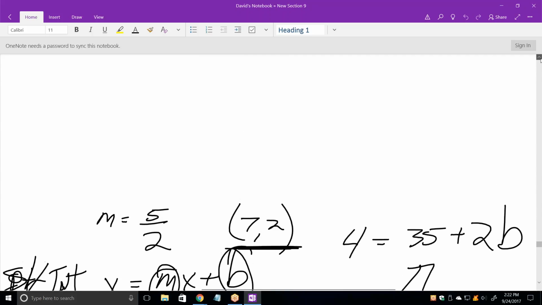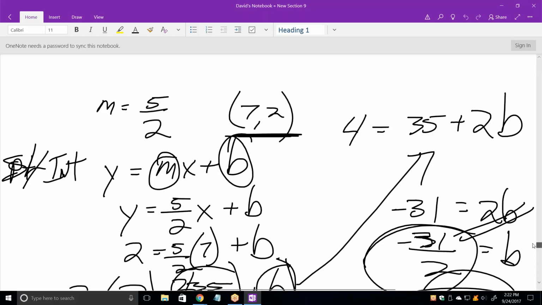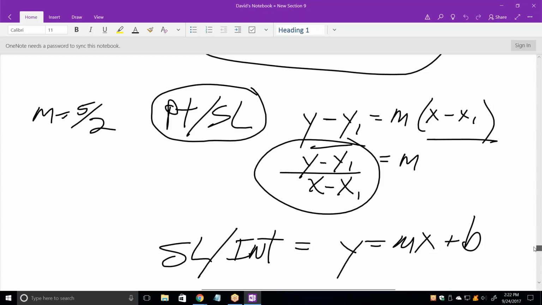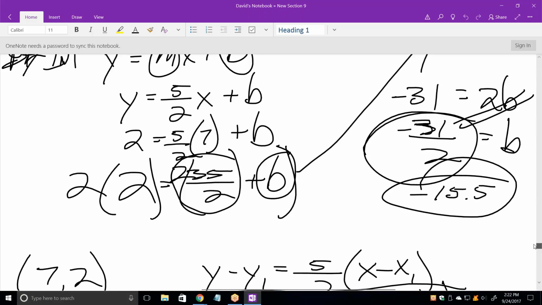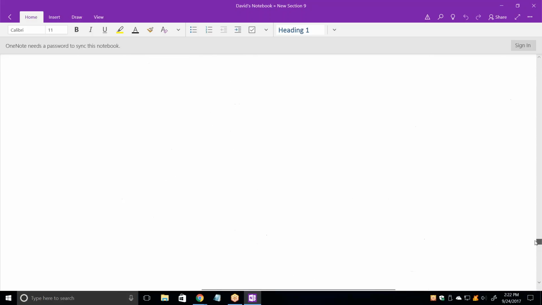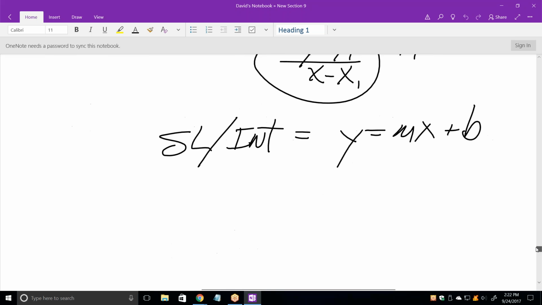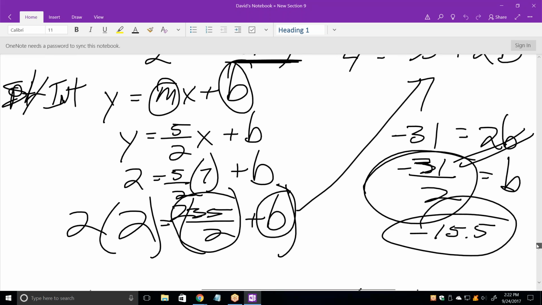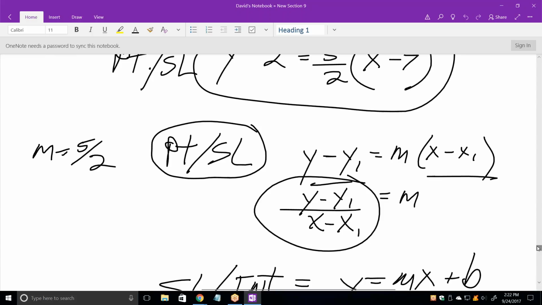Now, next thing is... let's go back a second. Oh man. Not sure I know how to work this program anymore. They've changed it. But if we look at the equation that we came up with in point slope and compare it to the equation that we came up with in slope-intercept, they're the same. They have to be the same.